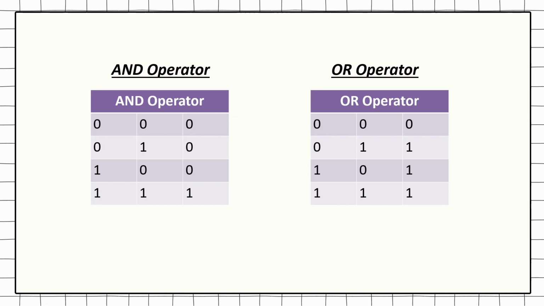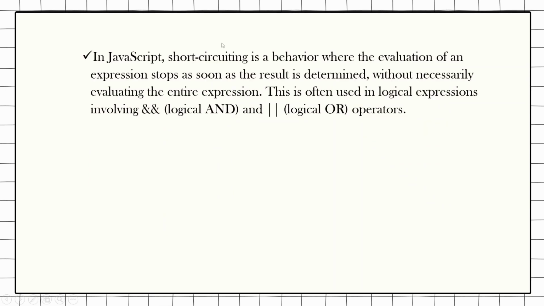If all the values are false, then our result is false in the OR operator as well. Now let us understand what short circuiting is in JavaScript. Short circuiting is just a behavior using which we can stop the evaluation as soon as our result is determined. Suppose you have 5 steps and in the first step itself you got the result. So you are not going to go to the next 4 steps. You will stop at the first step itself.